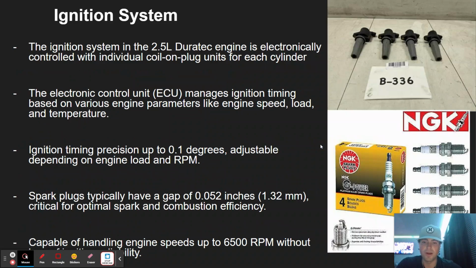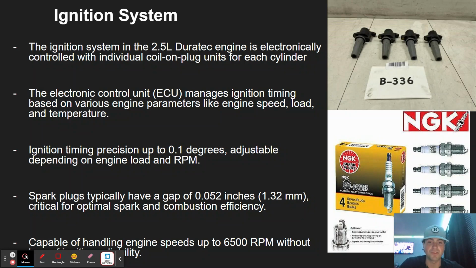So moving forward, we have the ignition system, which is the cornerstone of the engine's ability to perform with efficiency and reliability. The system is designed to ensure precise fuel ignition, which is pivotal for achieving the engine's performance capabilities and fuel efficiency. This specific ignition system employs state-of-the-art electronic control with individual coil-on-plug units for each cylinder. This kind of setup can be seen on the right of the PowerPoint. I know my head might be blocking a little bit of it, but that's what these pictures are.